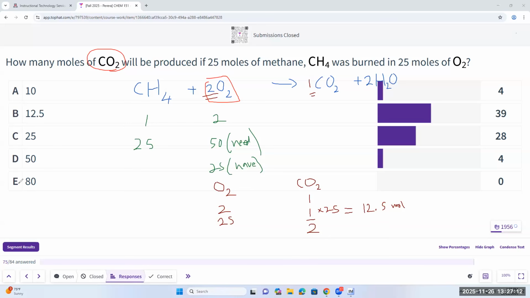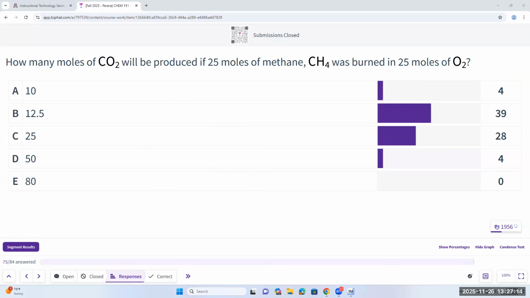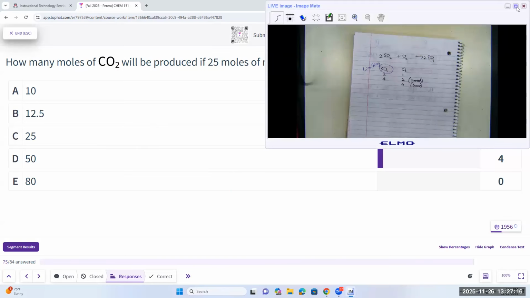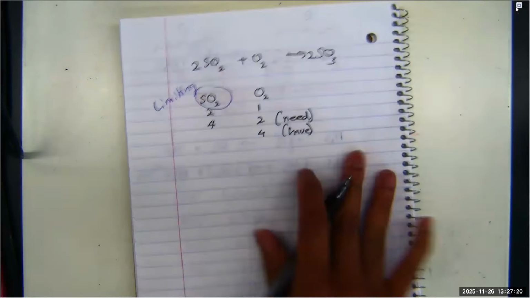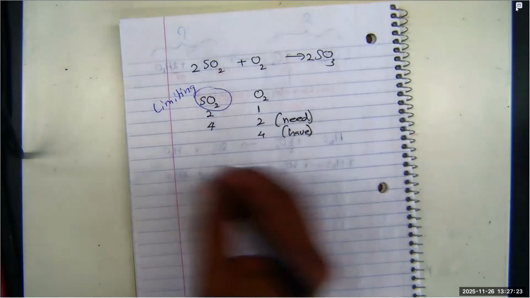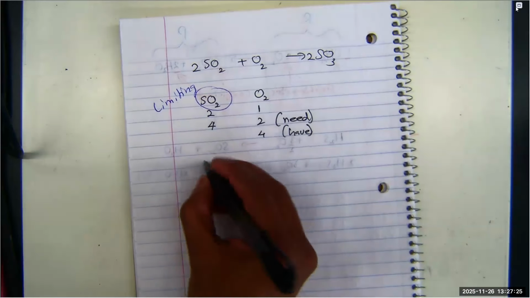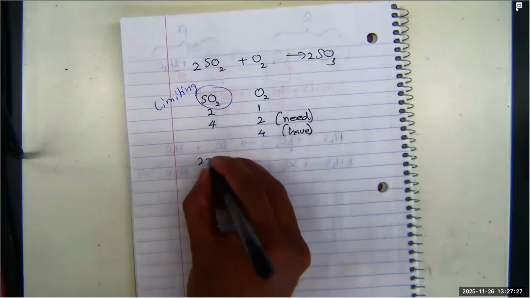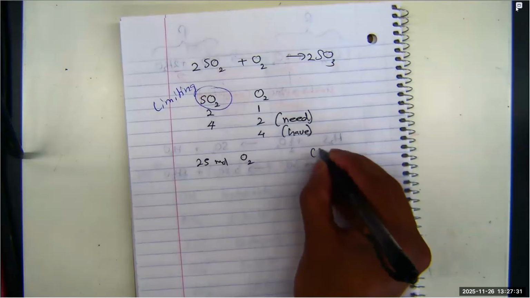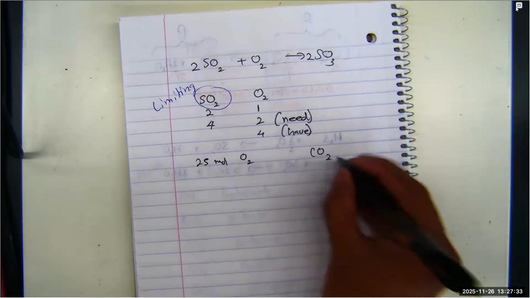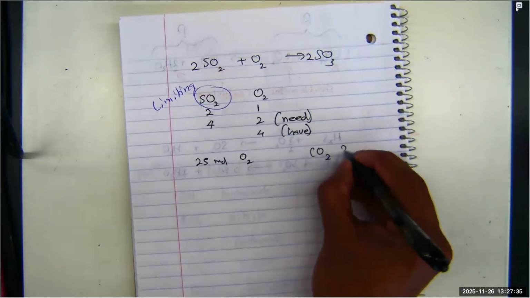Let me clear my doodling. Maybe this doesn't work, but I'll try it anyway. So let's think about this. We know what is given. You are given 25 moles of oxygen, and they are asking for the CO2 moles.